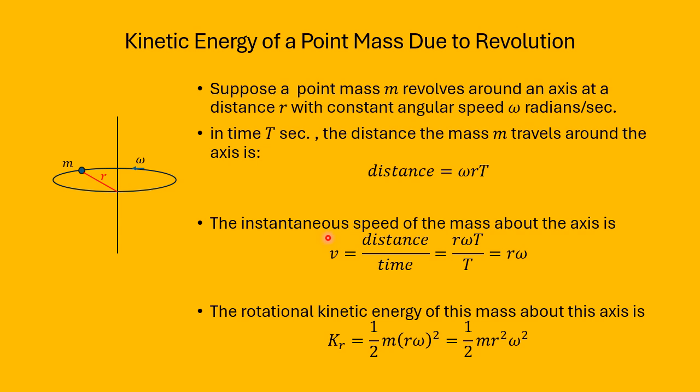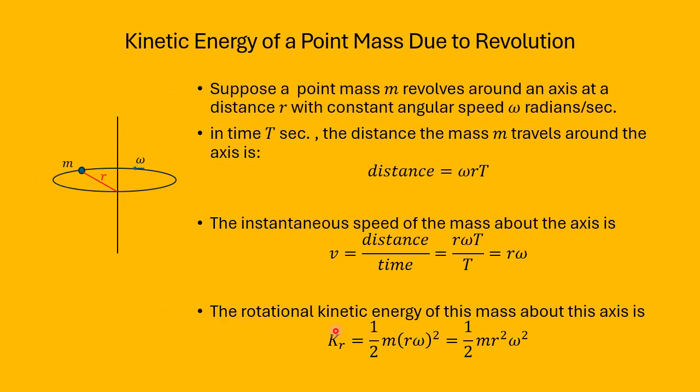The instantaneous speed of the mass around the axis then, actually I guess I should say the average speed, but we're also assuming that the speed doesn't change, so it is the instantaneous speed also. The instantaneous speed of the mass about the axis is the speed v equals the distance traveled by that mass divided by time, and the distance was r omega t, and the time interval was t, and this simplifies to r times omega. So that's the instantaneous speed due to that rotation of the mass around this axis here.